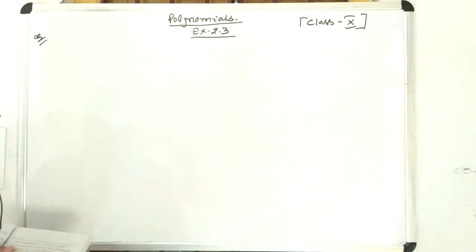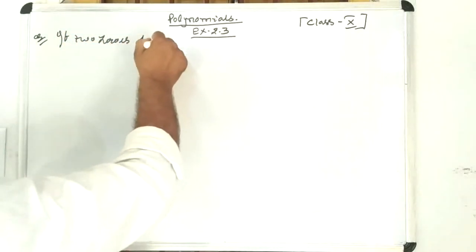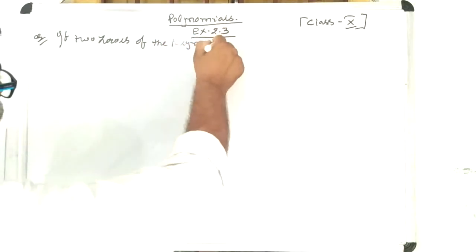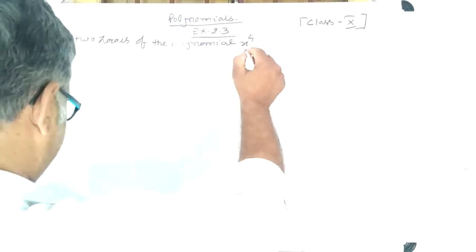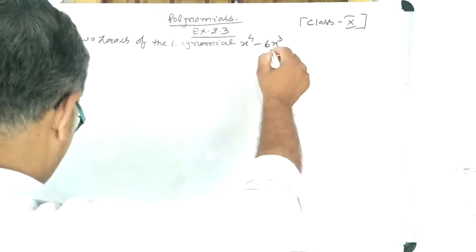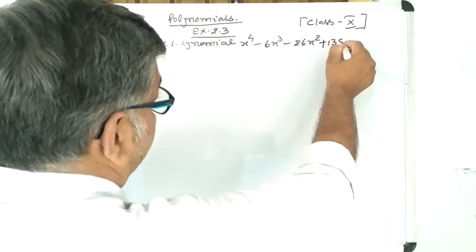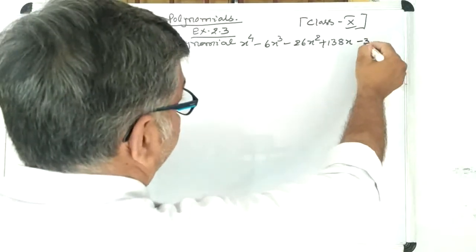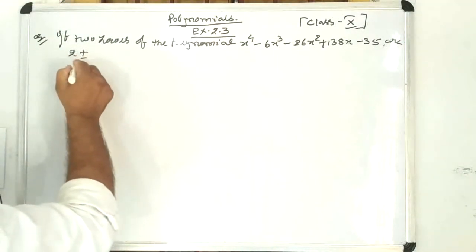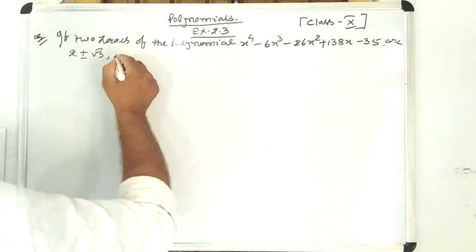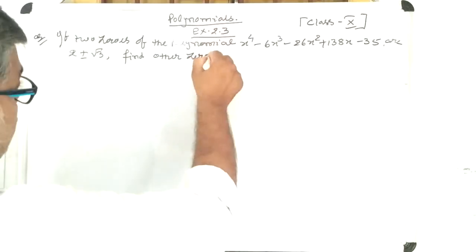The question is, if two zeros of the polynomial x to the power 4 minus 6x cube minus 26x square plus 138x minus 35 are 2 plus minus under root 3, find other zeros.